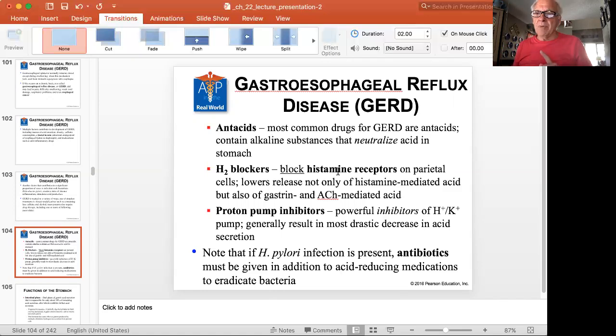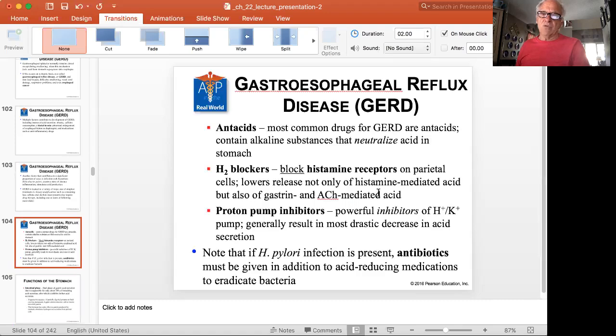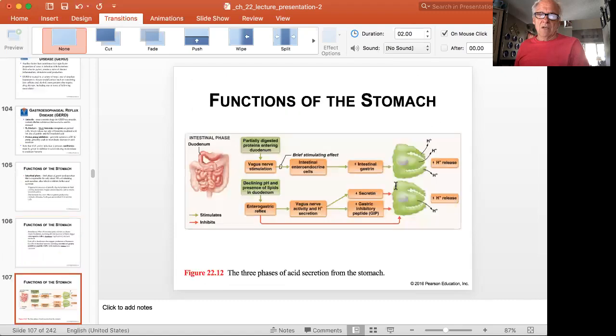Also, the proton pump inhibitors that we saw in the parietal cells, if those are blocked, so the hydrogen potassium pump is blocked, then we don't have hydrogen leaving the parietal cells, and we make less hydrochloric acid. So these are ways you can treat GERD. Basically, the bottom line is we're trying to make a less acidic environment for the esophagus. Okay.